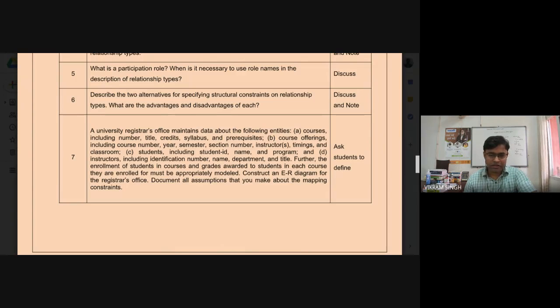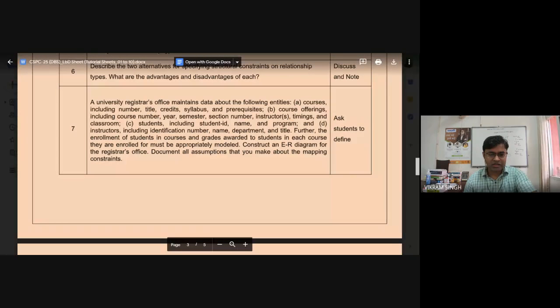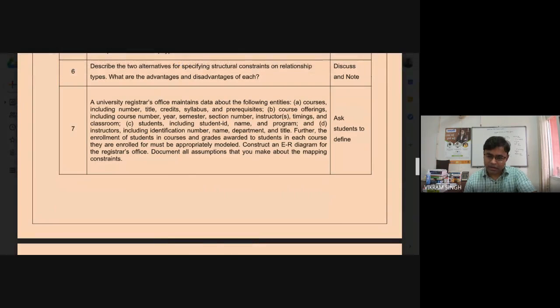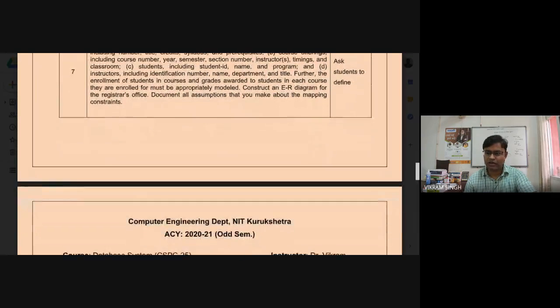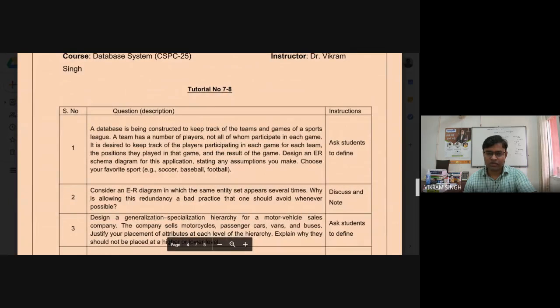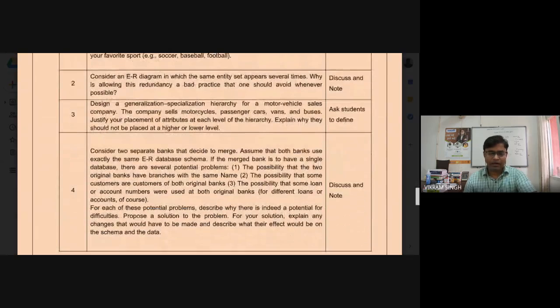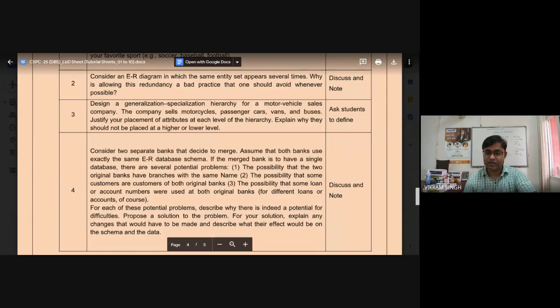Okay, now for this thing, question number says a scenario. Now you have to construct an ER diagram. So based on your understanding, you can draw a diagram for this question. Okay, now we are going to question tutorial number 7 to 8. So question number 1 we have already taken. Question number 2 says consider a diagram in which same entity set appears several times. Why is it aligned in?